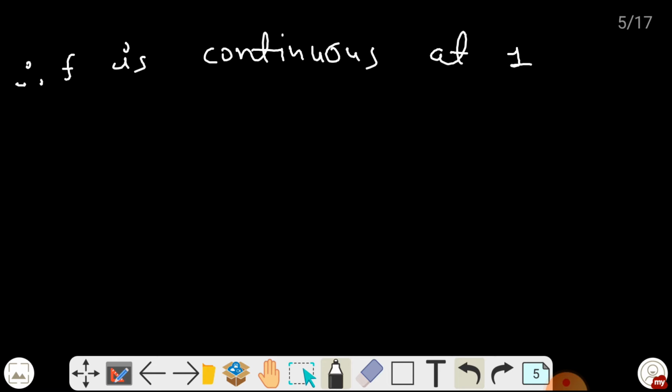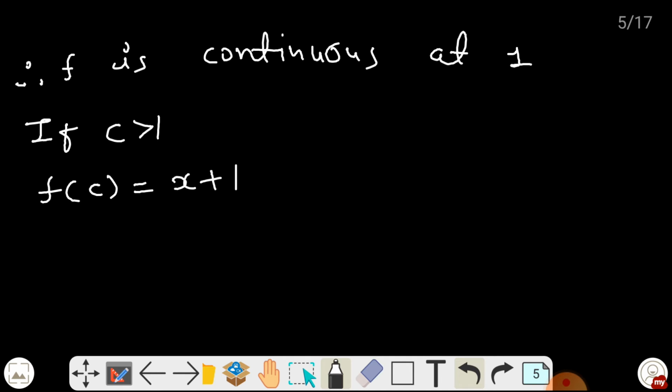Now we have to check whether our function is continuous at all the points which are greater than 1. So now if c is greater than 1, then f of c will be c plus 1. Why? Because our function f of x is equal to x plus 1 whenever the point is greater than 1. So here we have to write c plus 1, because we are replacing x with c.